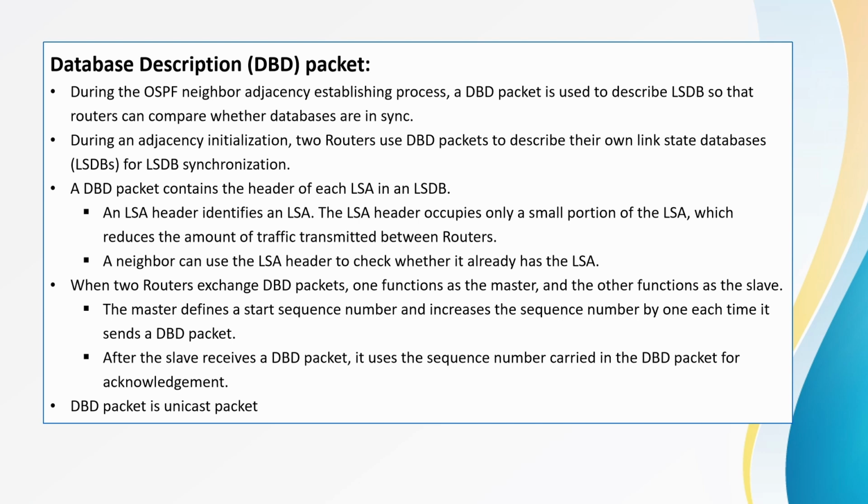When two routers exchange DBD packets, one functions as a master and the other functions as a slave. The master defines the start sequence number and increases the sequence number by 1 each time it sends a DBD packet. After the slave receives a DBD packet, it uses the sequence number carried in the DBD packet for acknowledgement. The DBD packet is a unicast packet.